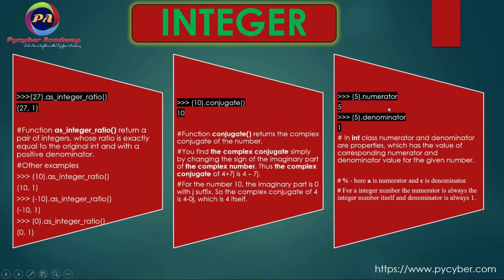And the Python int class has numerator and denominator member properties. Those have the values of the corresponding numerator and denominator of a given number. For example, if a number is like a by c, then a will be the numerator and c will be the denominator. And in our example, for an integer number, the numerator is always the integer number itself. So for 5, the numerator will be 5 and the denominator will always be 1.